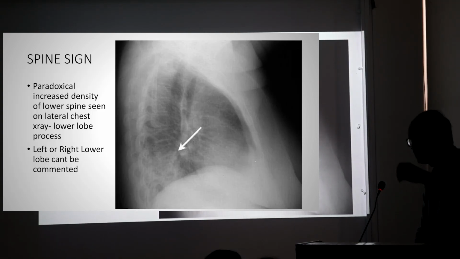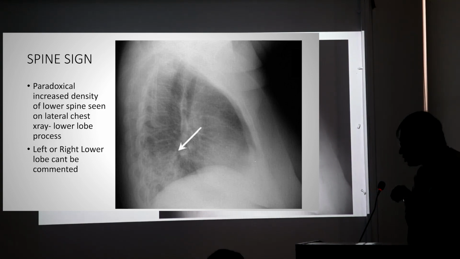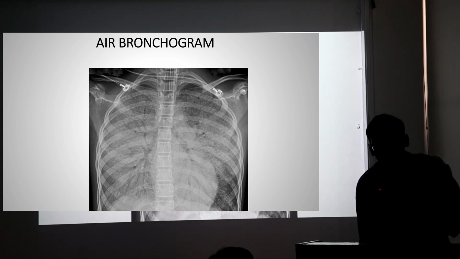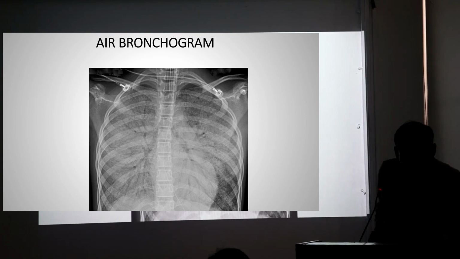There's something called a spine sign. There's a paradoxical increased density of lower spine in lateral X-ray. So if we get so much increased density at this paraspinal region in the lateral X-ray, we can say that it's there in the lower lobe, but right or left we cannot say in this X-ray. What is air bronchogram? So I'll stop over here.